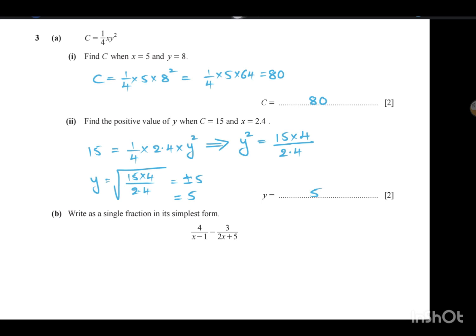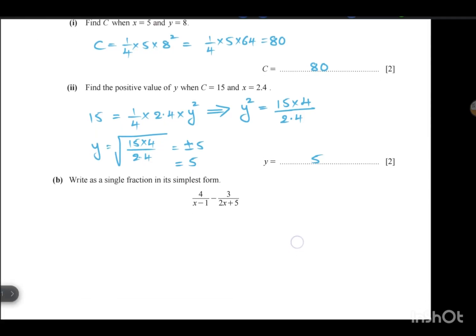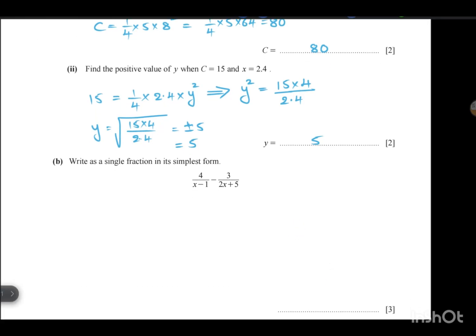Question number B. Write a single fraction in its simplest form. So here the fractions are given with algebraic expressions. You have to make it as a one fraction. So take the denominators. 4 by x minus 1 minus 3 by 2x plus 5, which is equal to, you have to multiply the denominators to get the LCM of denominators, and then numerators has to be multiplied with the other denominators like this. 4 multiplied by 2x plus 5, 3 multiplied by x minus 1.